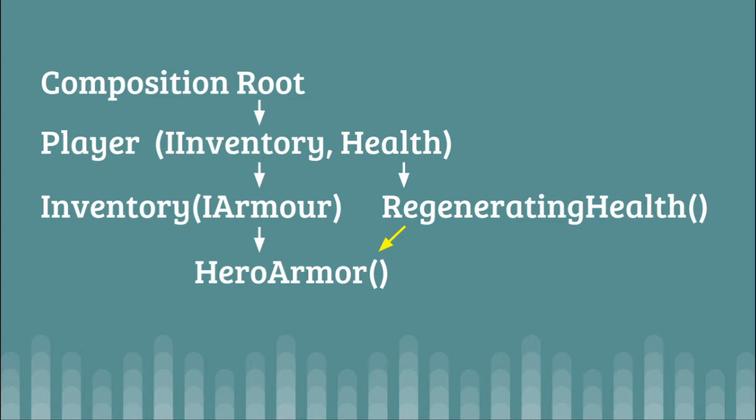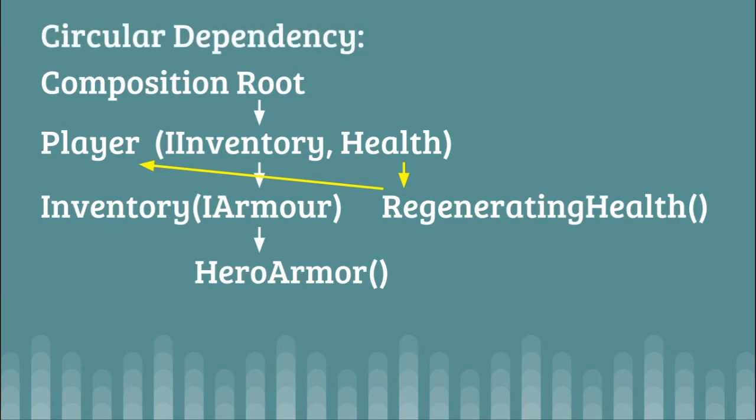But what happens if we require a health class to be injected into a player, but the player itself must be injected into a health class? This situation is called a circular dependency, and it's a thing that you should avoid if possible. There is no way to handle a circular dependency if the injection occurs only using the constructor.